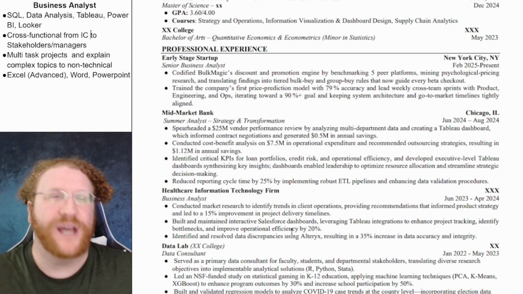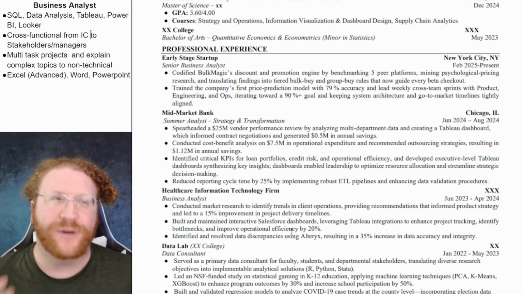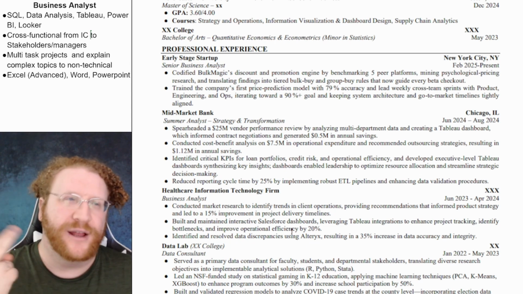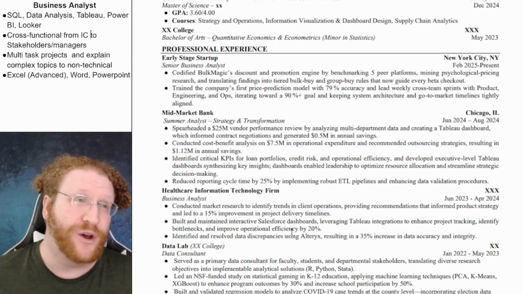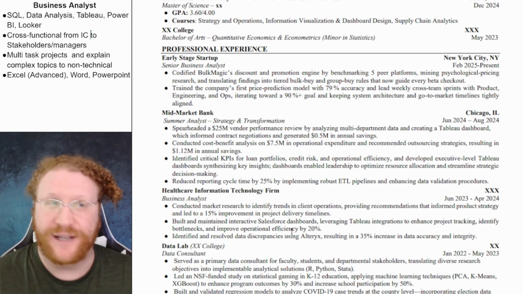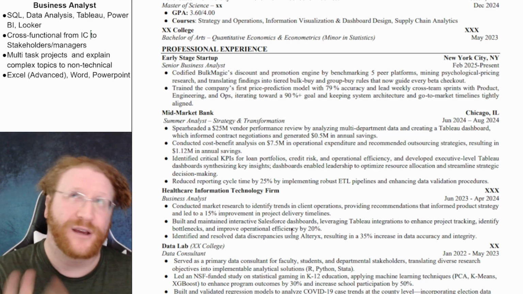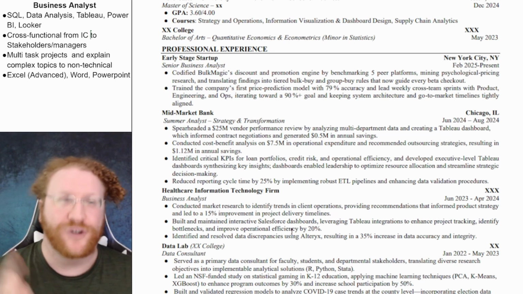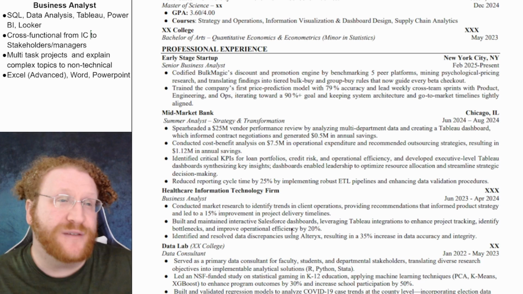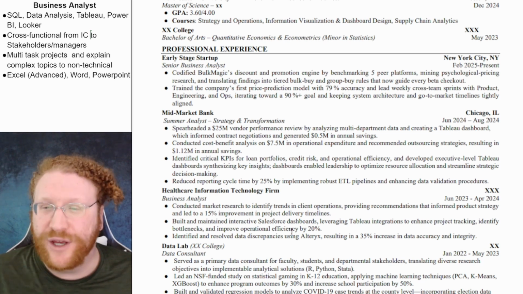I'm looking for SQL. I'm looking for data analysis. I'm looking for Tableau. I did see that once. Power BI, Looker, cross-functional, which you did have, which was good. But I only saw the IC. I didn't see the stakeholders or managers, really. Could have been either IC or managers, but I still would like stakeholders. Kind of saw multitask, but I need to show that you're an expert.